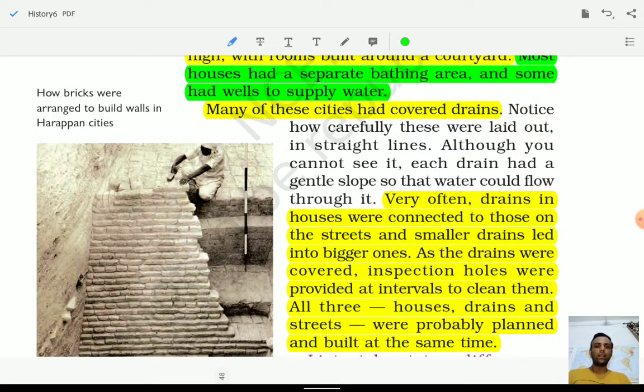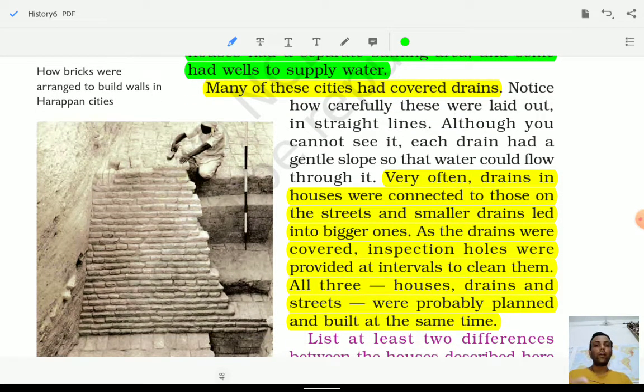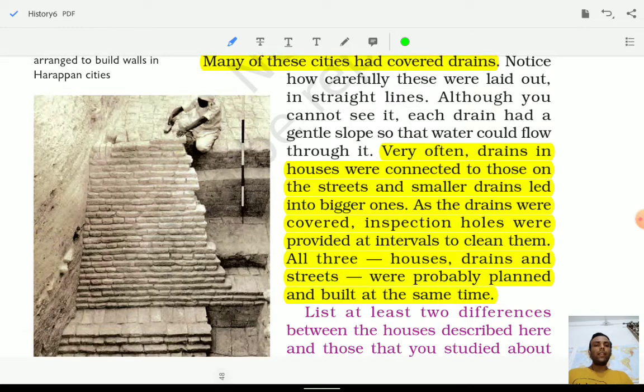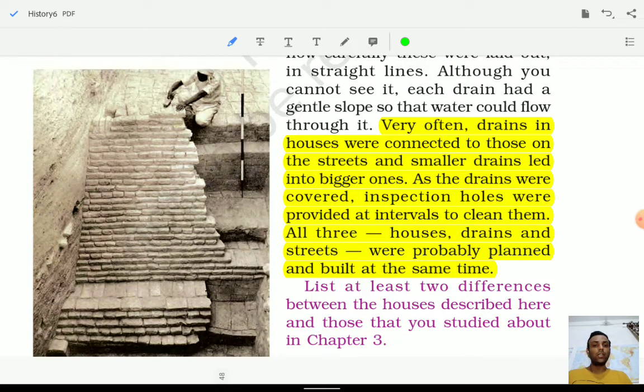Many of these cities had covered drains. Now it is referring to the type of hygiene steps they took to keep good hygiene, right? Very often the drains in houses were connected to those on the street. Understand that in that era they already understood the importance of keeping their environment neat, tidy, and clean, just as today we have the Swachh Bharat Abhiyan. So that is the kind of arrangement they made.